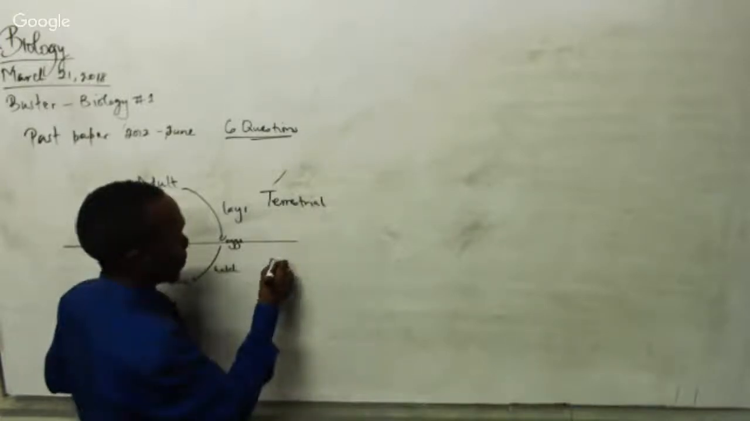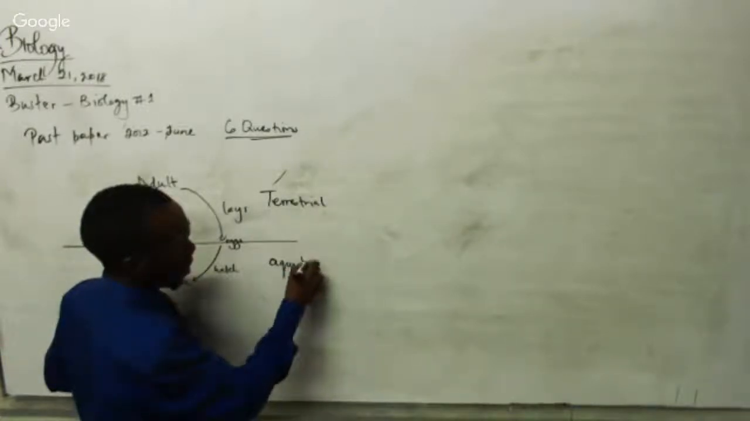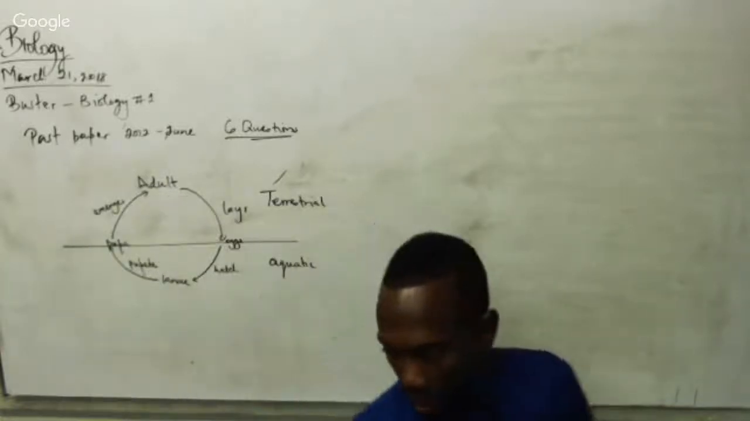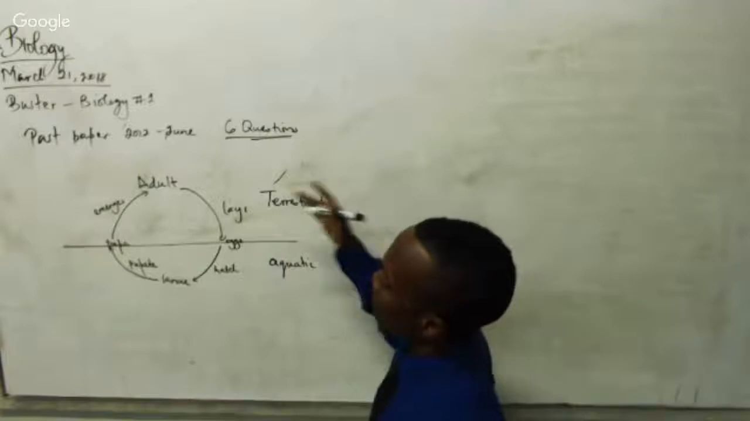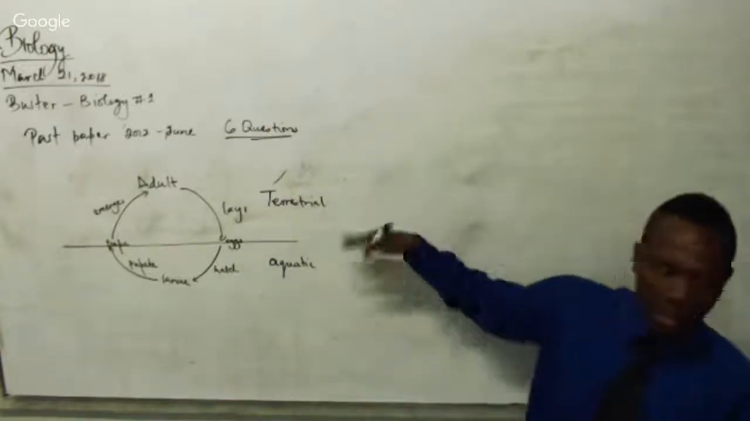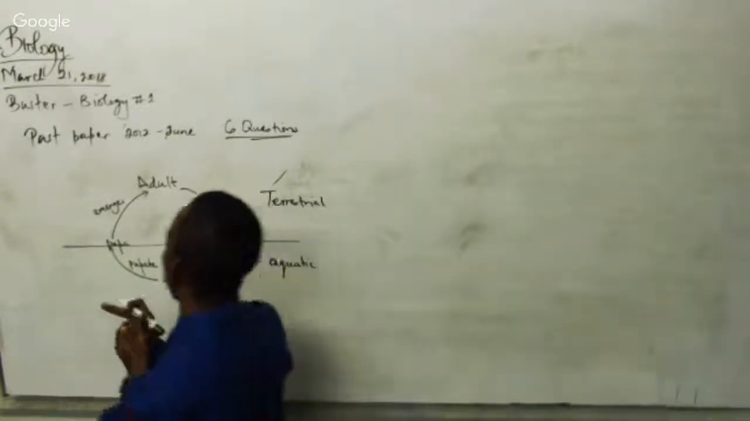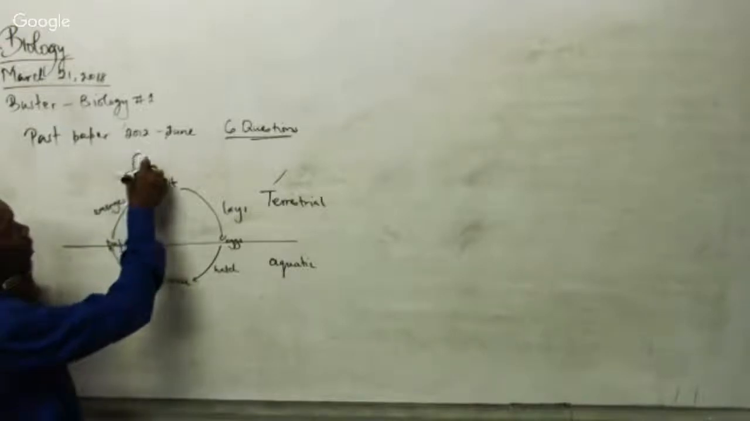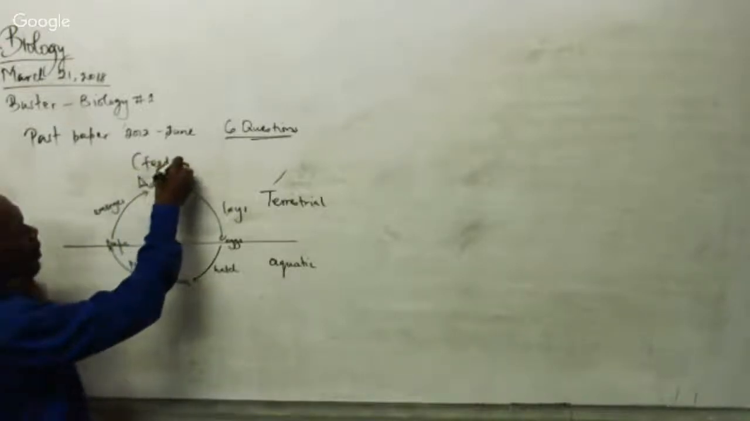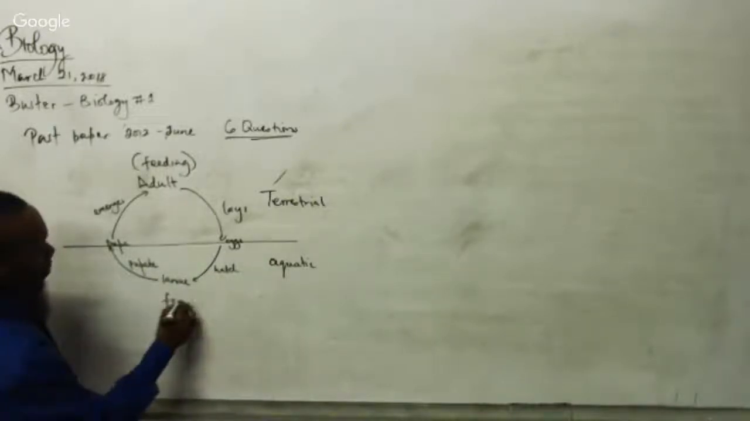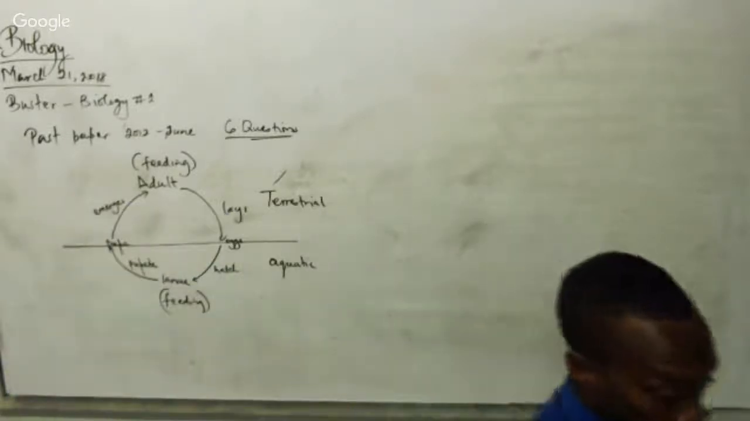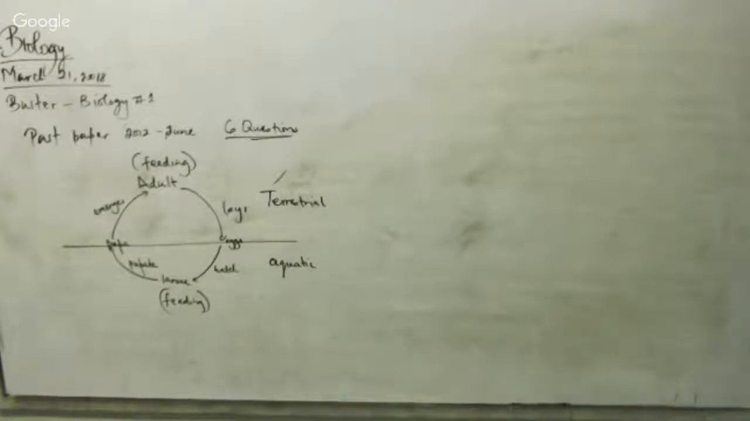Terrestrial meaning on land. The adult lives on land, and the other stages live in the water. Also, the adult is a feeding stage, and the larva is also a feeding stage. If you just draw it and not explain it, you're not going to get all the marks. You're going to get 2 out of the 4.